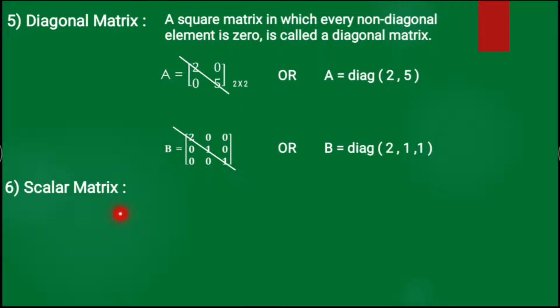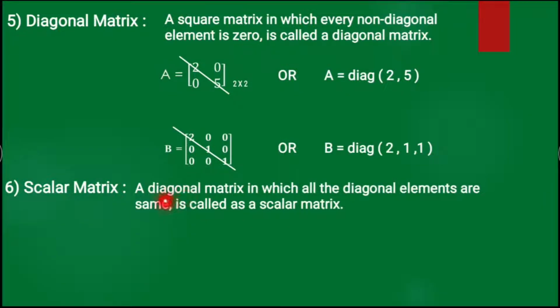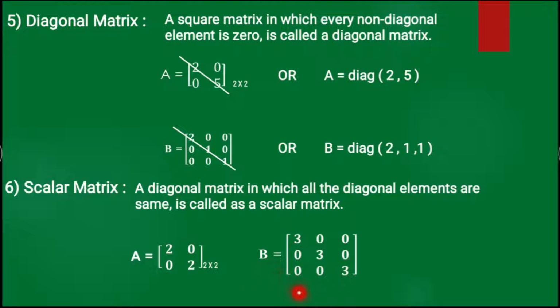Then next type, scalar matrix. See the definition. A diagonal matrix in which all the diagonal elements are same is called a scalar matrix. So a scalar matrix is a diagonal matrix in which these diagonal elements must be same. See the example. Here we consider a matrix A of order 2 by 2 and diagonal elements of this matrix are 2, 2 which are same. Similarly, we consider matrix B of order 3 by 3 in which diagonal elements of this matrix B are 3, 3, 3. That means diagonal elements are same.